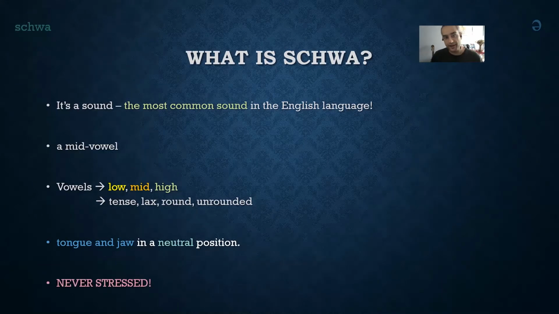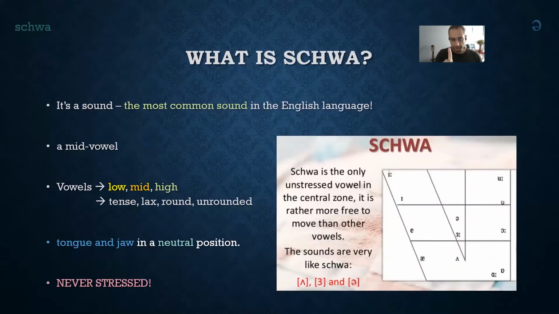Now, it's never stressed. This is one of the biggest things about the sound schwa. You know that words have multiple syllables sometimes, right? And some syllables can be stressed and some syllables are not stressed. Now, this schwa sound is always in unstressed syllables. Okay? You will understand what I mean better in a few minutes.